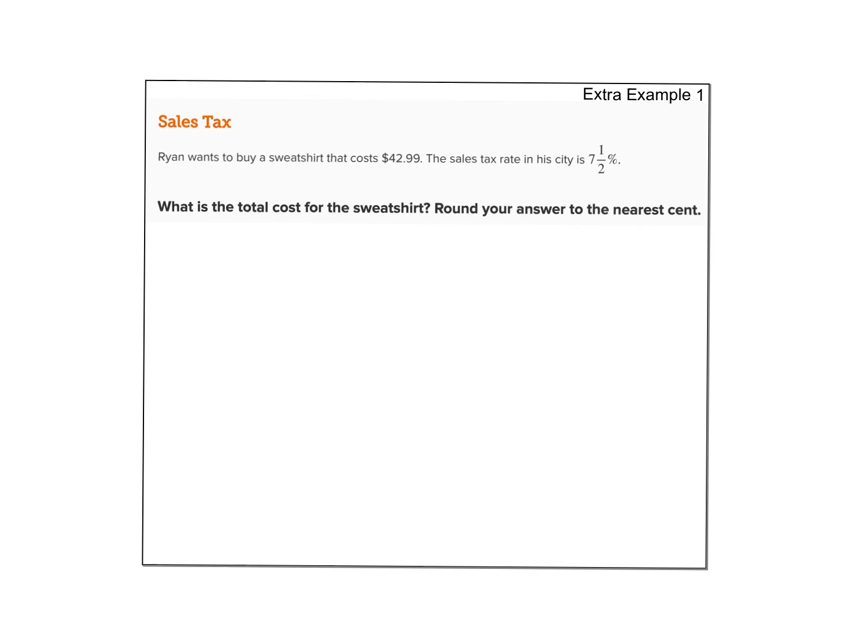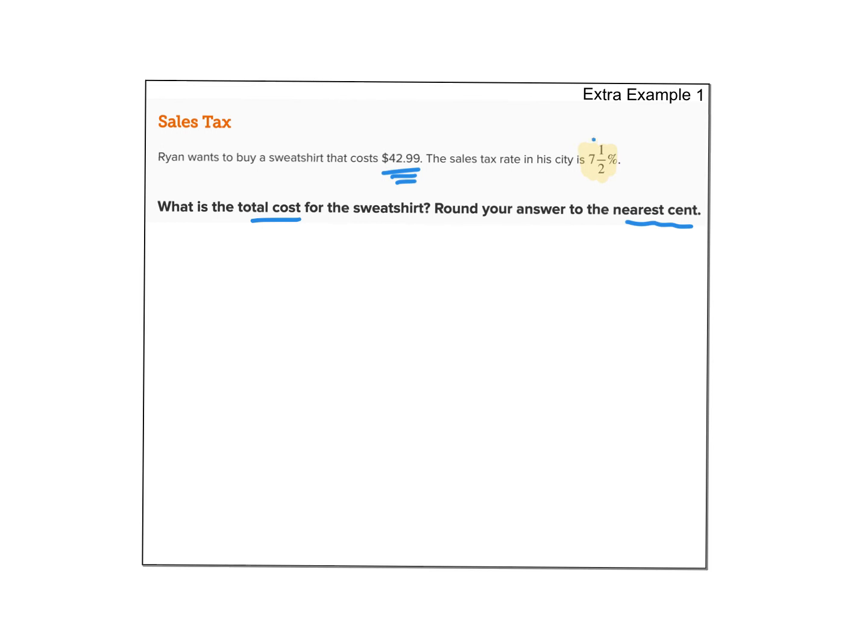All right, let's try another one. You can fit this anywhere on page 73 or page 74, over in one of the margins, wherever you have a little space. It says Ryan wants to buy a sweatshirt. It costs $42.99, and the sales tax rate in his city is 7.5%. I want to find the total cost for his sweatshirt, and it says round to the nearest cent.